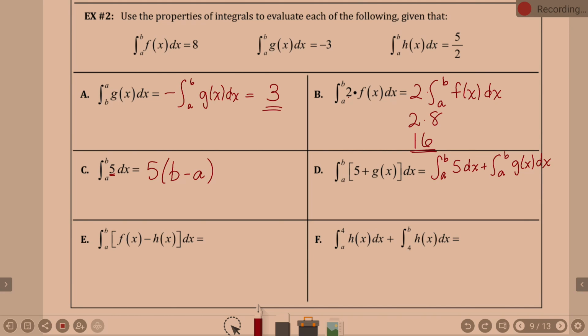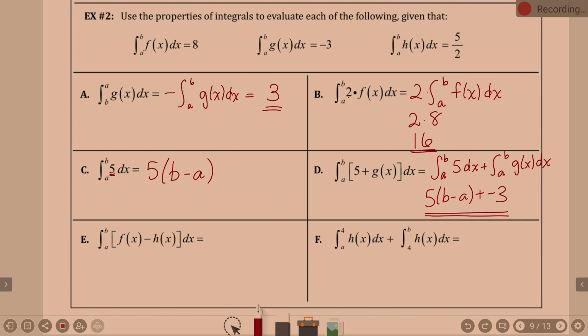What about the integral from a to b of 5 dx? 5 times the quantity b minus a, plus what about the integral from a to b of g of x dx? Negative 3. So I said plus 3, but I really should say plus negative 3. Obviously, it's minus 3. Okay?